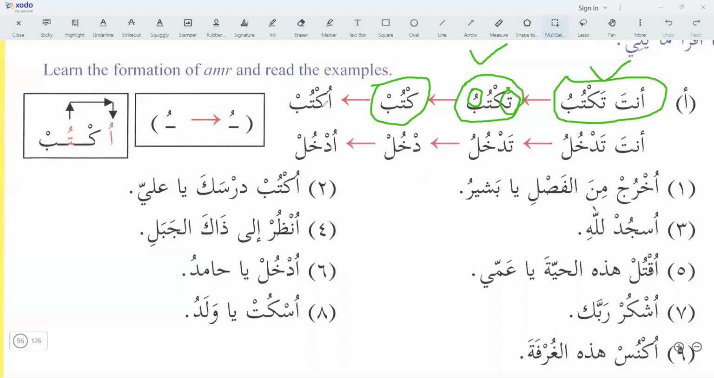So what we will do, we will prefix hamzatul wasal. And the haraka of the second radical is dhamma. So this alif will also take the dhamma. It will be uktub. If the second radical has dhamma, then the hamzatul wasal will also take the dhamma. It will be in this form, uktub.